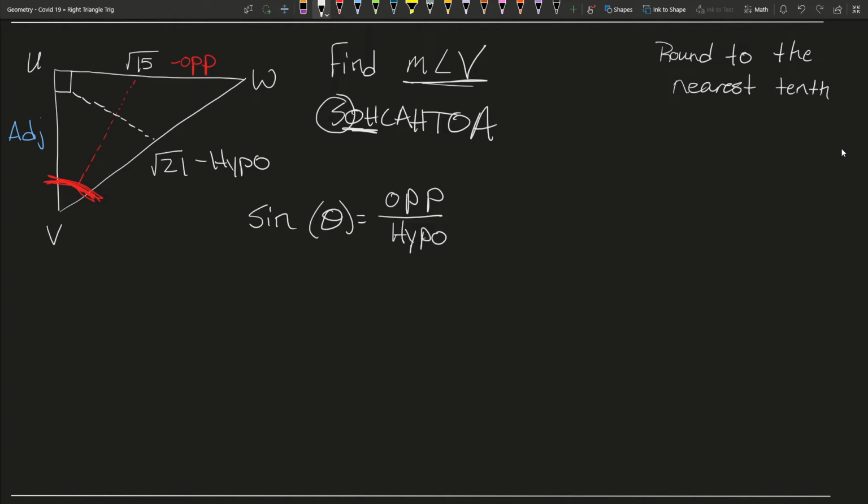And then we can just substitute in what we know. So we still don't know theta, so that's going to stay the same. The opposite side is the square root of 15, and the hypotenuse is the square root of 21. So again, this is kind of the fundamental part, just setting that stuff up. Are there any questions about that?